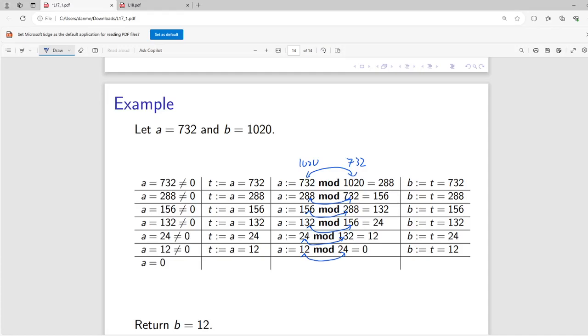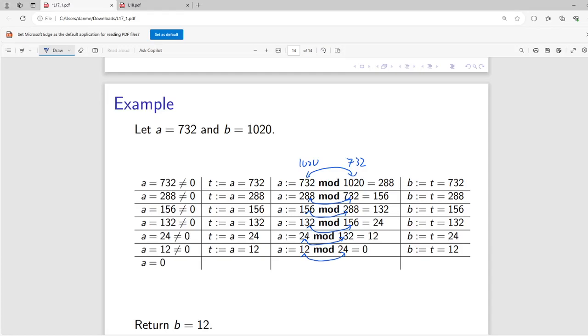Now, after computing that remainder value, that's what's going to be stored in a, and then b takes on the old value of a, which was 732. That's why we needed that temporary variable to store what was in a, so that we could let b be equal to that. Okay? All right. So then now we go on to the next step. My a is 288, my b is 732. So a is equal to 288, which is not equal to 0, so we still do the while loop. We're still inside of it.